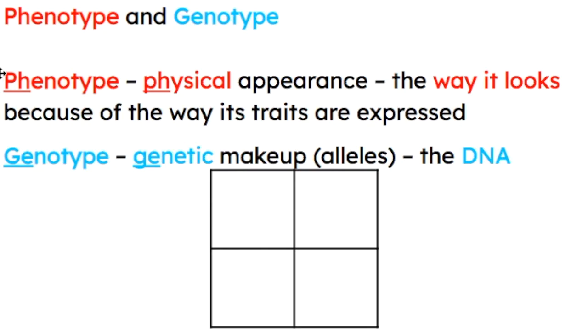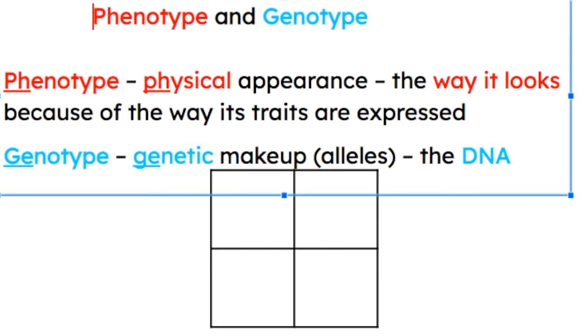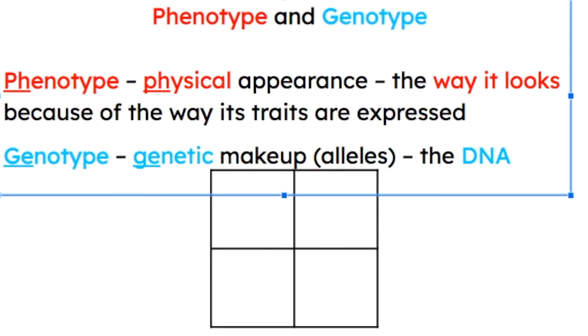Two more vocab words, and then we're almost finished with new material for this unit. So we have the phenotype and the genotype. So phenotype, we can remember phenotype is like physical appearance, the way it looks, because of the way its traits are expressed. So a phenotype for my hair color would be brown. The genotype, the genetic makeup, is the alleles, so the letters we were writing on the page before.